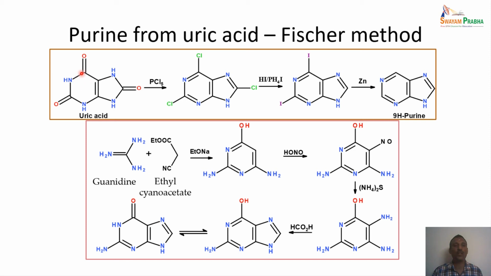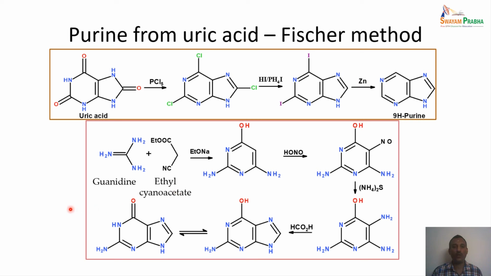that is the amide and the hydroxy derivative can exist as tautomers, and when it is existing as a hydroxy derivative, all three hydroxy groups can be replaced by the halogen. So that is why we get the trichloro derivative, and this trichloro derivative on treatment with HI and PH4I leads to the diiodo derivative. One of the iodines is removed here, and this on reduction with zinc dust leads to 9H purine as shown here.